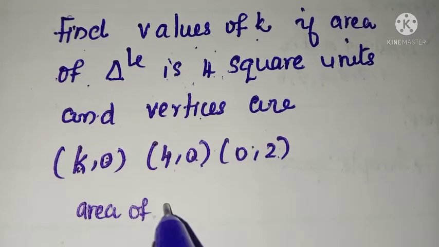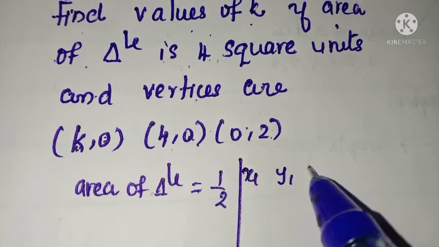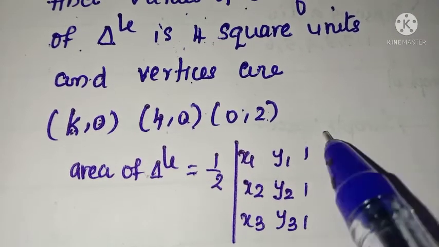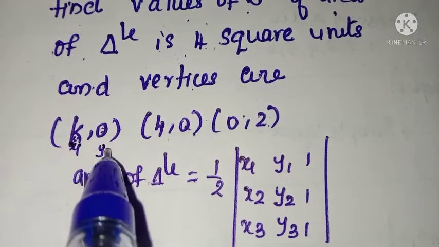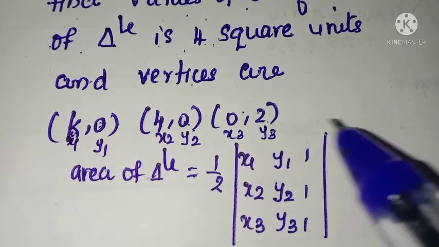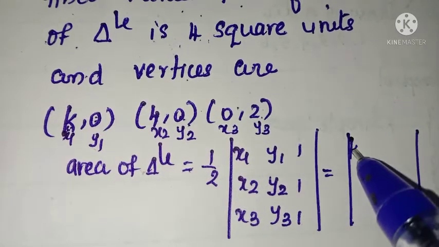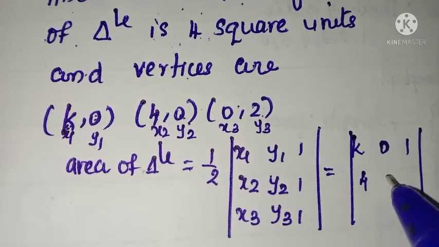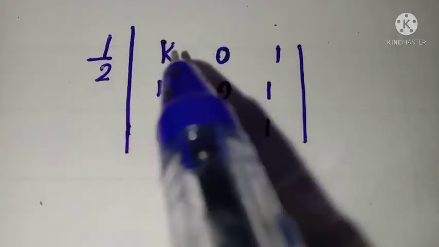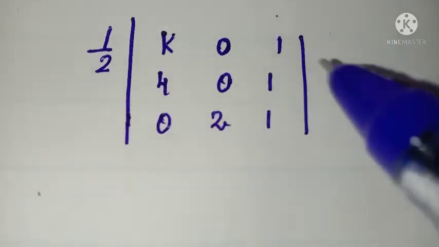Area of a triangle is obtained by using the result half into the determinant x1 y1 1, x2 y2 1, x3 y3 1. Here x1 y1 is (k, 0), x2 y2 is (4, 0), x3 y3 is (0, 2). Put all these values here. We get the determinant k 0 1, 4 0 1, 0 2 1. Now expanding along a row or column. Here I am going to expand this determinant along the first row.